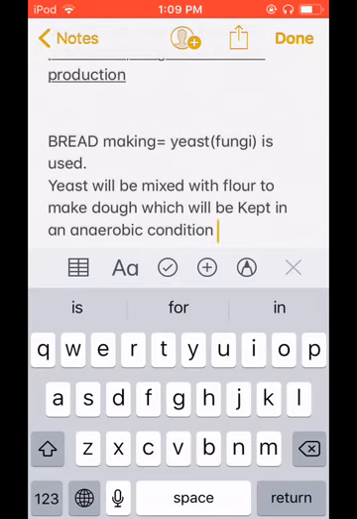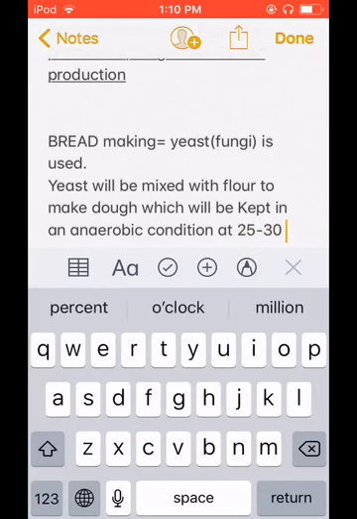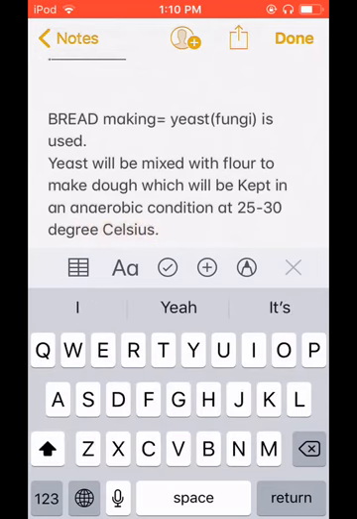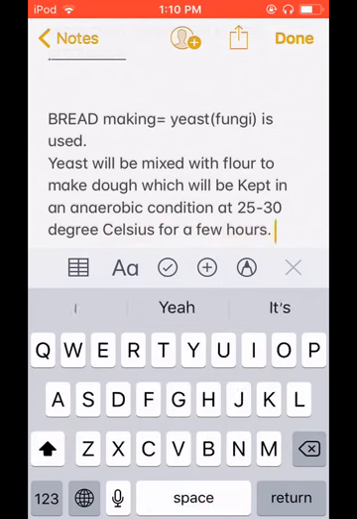So anaerobic condition কি হয়? Exactly, বুঝছো? Anaerobic condition মানে কি যেখানে air থাকবে না, oxygen থাকবে না, so that ওটা anaerobically respire করতে পারে, right? Anaerobic condition at 25 to 30 degrees Celsius. ঠিক আছে? So it হবে for a few hours. ঠিক আছে?